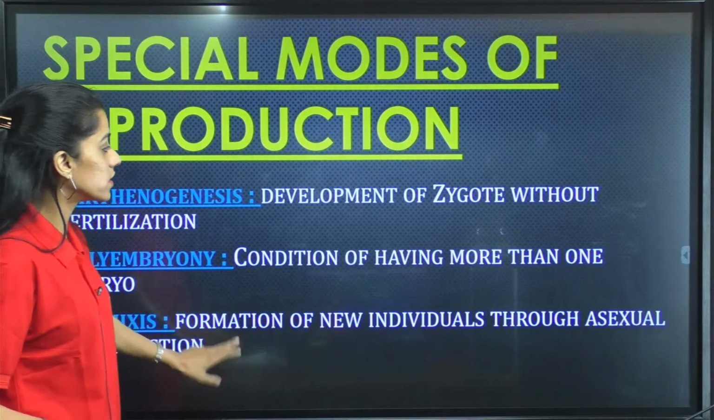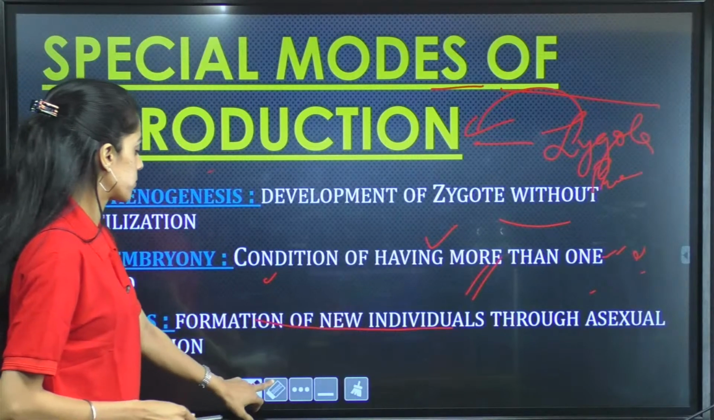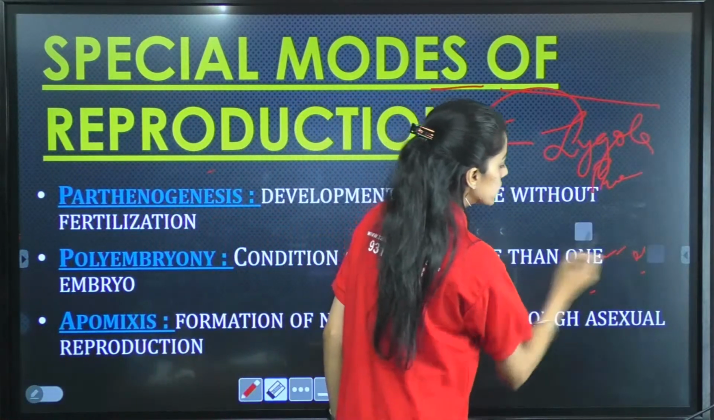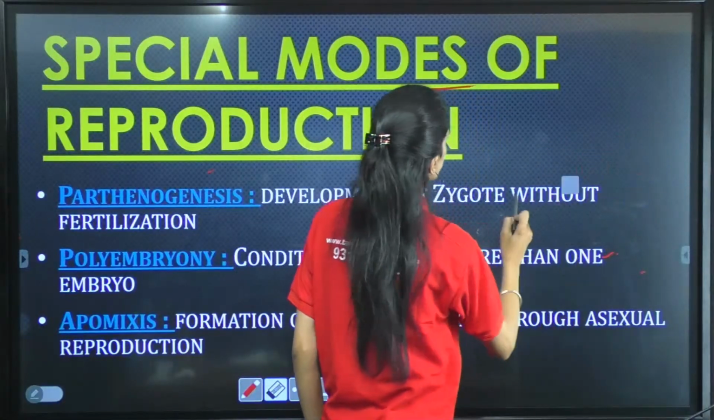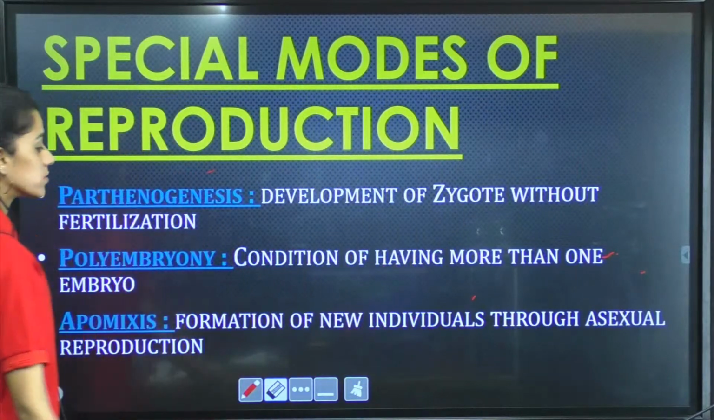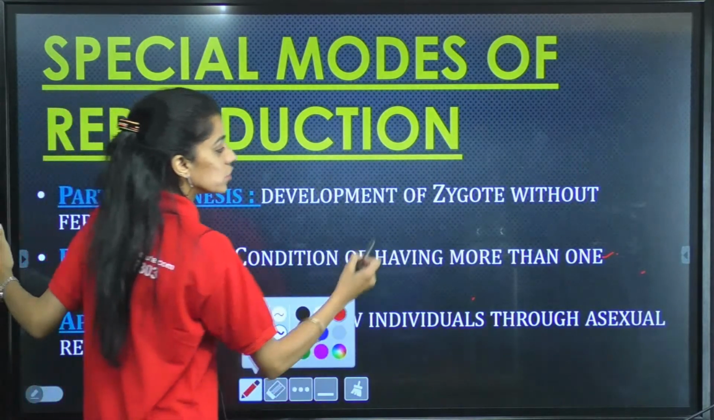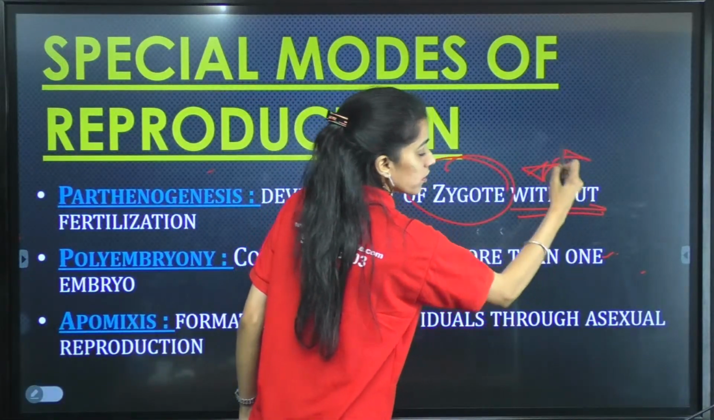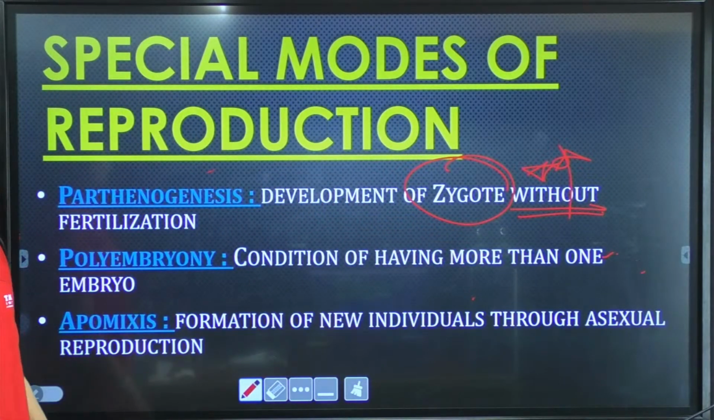It says that it is the development of the zygote without the fertilization. That means you do not require the fertilization or fusion process. The new offspring will be produced as it is. So it is the development of zygote without fertilization process. Right. So that is parthenogenesis.